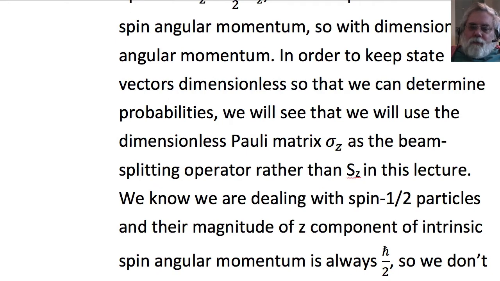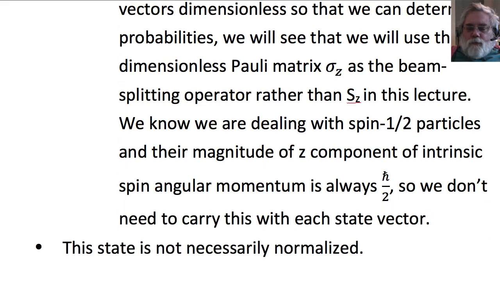We know we're dealing with spin 1/2 particles. We know the magnitude of their z component of intrinsic spin angular momentum is always going to be h bar over 2 for a spin 1/2 particle. So we just don't need to carry this extra information with each state vector, and we really want to use the state vectors to tell us the probability of finding the particle at one output port or the second output port of an SG machine.